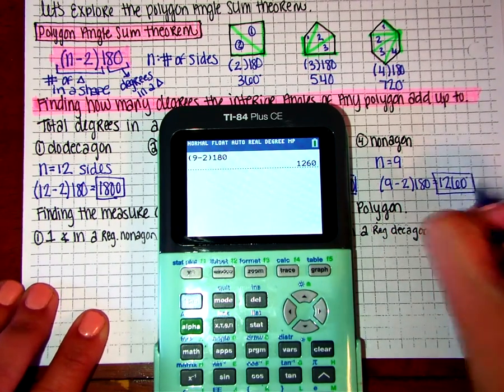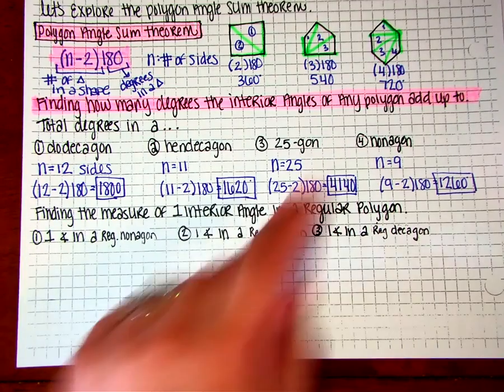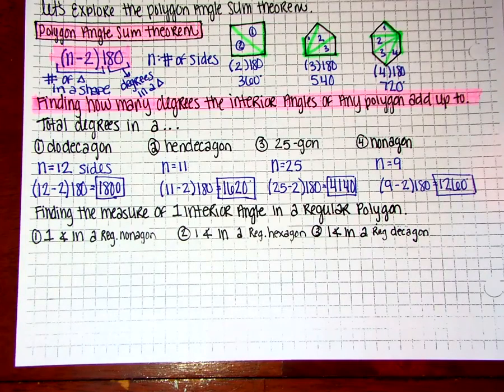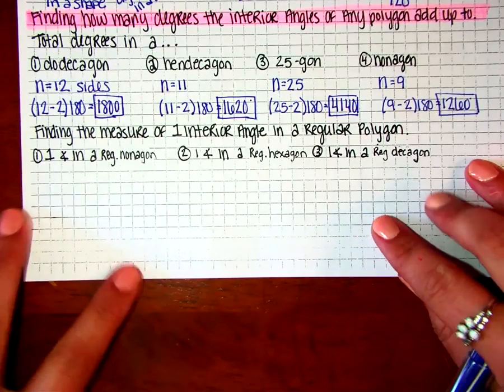Now this works for any shape. It doesn't matter if it's a regular polygon. Any 25-sided shape will always add up to 4,140 degrees. Doesn't matter how big or small the shape is, or how you draw it. It's just like a triangle. All triangles will always add up to 180. So let's utilize that information to help us find the measure of one angle in a regular polygon.